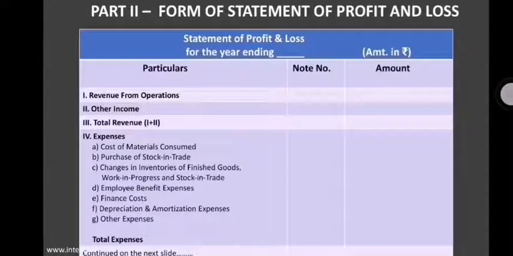Then you have total revenue, then expenses: cost of material consumed, purchase of stock in trade, changes in inventories of finished goods, work in progress and stock in trade. Then employee benefit expenses, finance cost. Finance cost here means all the costs related to your debenture interest, loans, loan interest. Then depreciation and amortization expenses. Depreciation I hope you have studied in class 11th. And then the other expenses. Expenses which cannot be fitted into any of the previous heads will fall under this other expenses head. Then we take the total of these expenses.